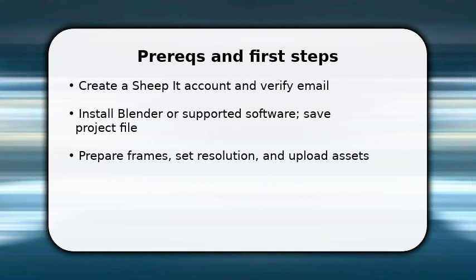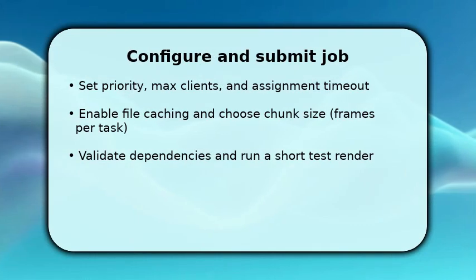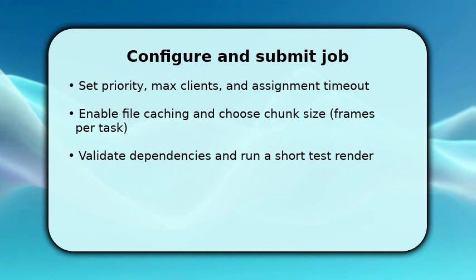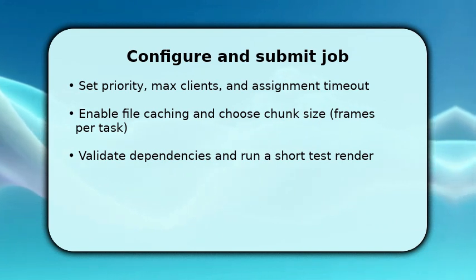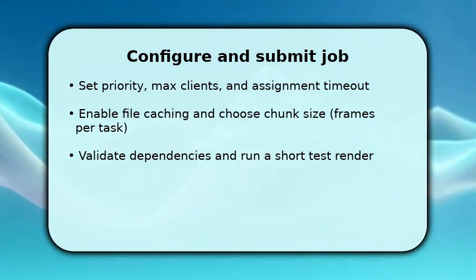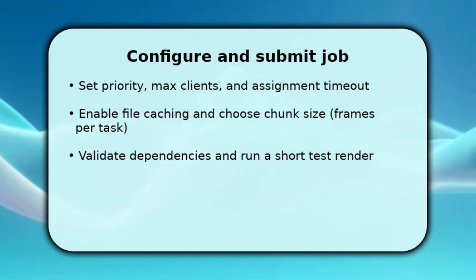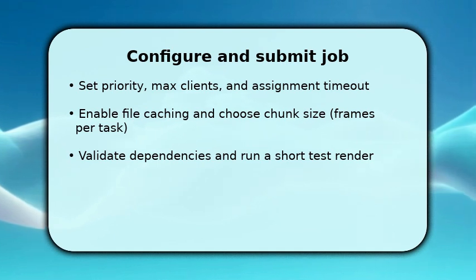Now you configure execution details so your job runs reliably. You set priority and max clients to balance speed versus resource usage. Choose a chunk size that matches scene render time, because small chunks increase overhead while large ones risk wasted work. Once configured, enable file caching to reduce transfer for repeated assets and set assignment timeout to protect against stalled clients.